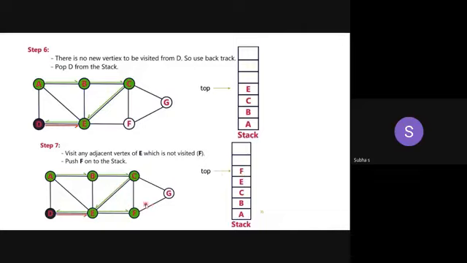Now what do you have to do? Check whether there is any unvisited node from F. Find all the adjacent vertices: E, C and G. E and C are already visited. What's the only node that is not visited? G. So push it onto the stack.